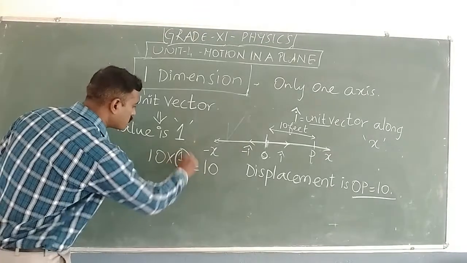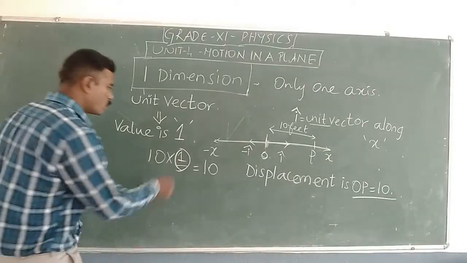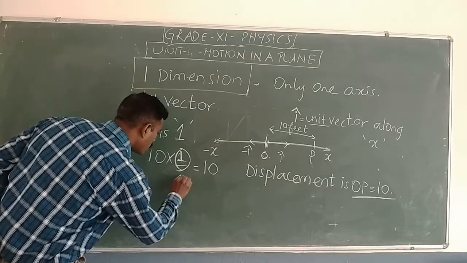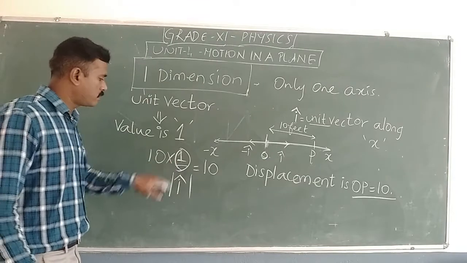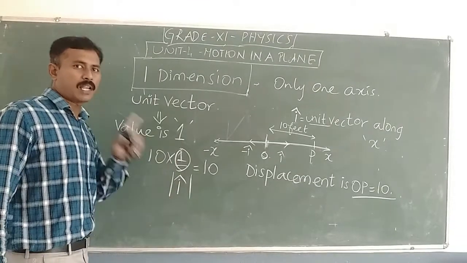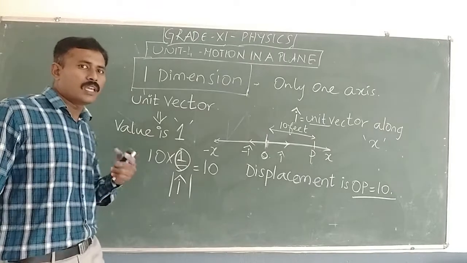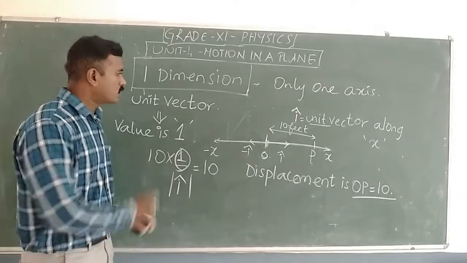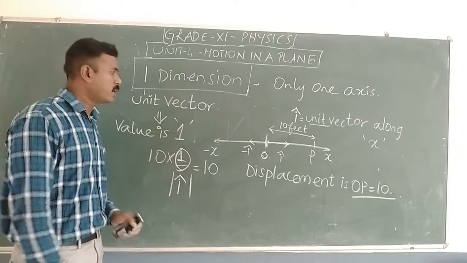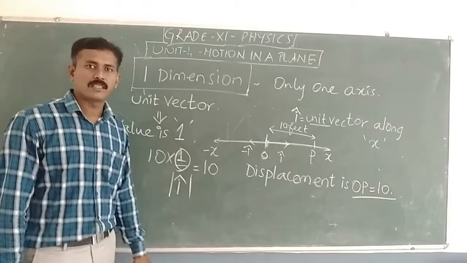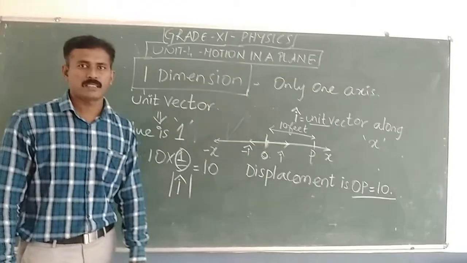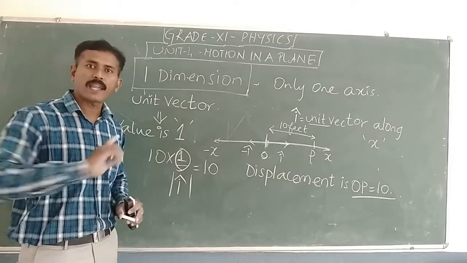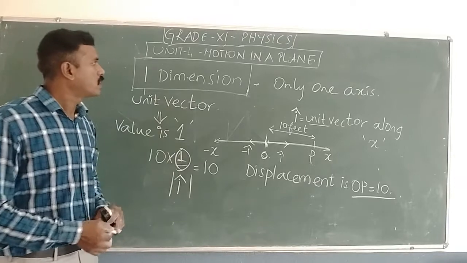So this 1 represents a unit vector. I will not just mention it as a vector or a scalar, it is a vector. The value of this i is 1. When I take the modulus of this, the value is 10. So for any vector, if I take a modulus, I will get the scalar value. So this is for one dimension. Either if it is in the positive direction, it is plus. If it is in the negative direction, it is minus. So for only one dimension, I will be using only one unit vector or one axis. That is the concept in one dimension.